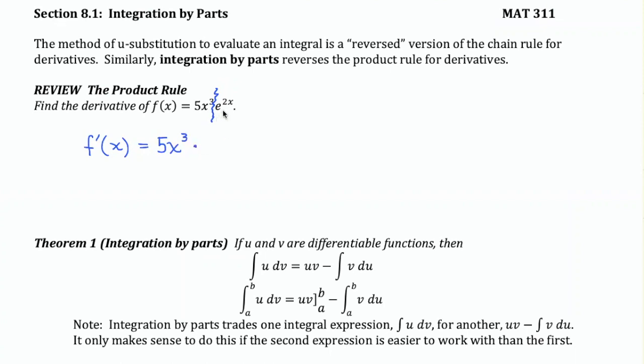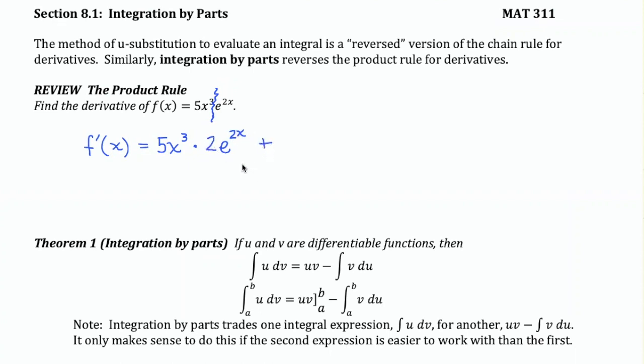times, then I take the derivative of the second function. So the derivative of e to the 2x requires chain rule. We're going to keep the base of e and leave the inside stuff, which is the exponent, the same, and multiply by the derivative of the inside stuff. Derivative of 2x is 2.